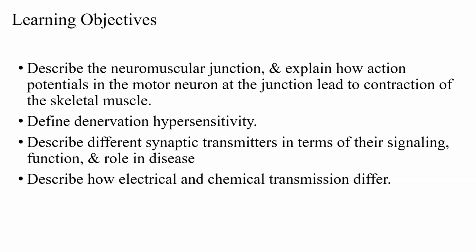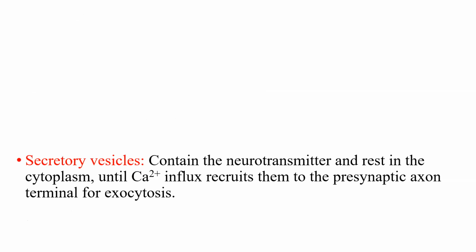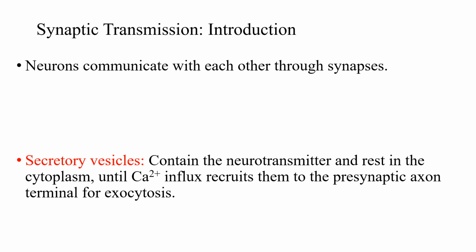Describe electrical and chemical transmission, how they differ, right? And how the specialization of synapse contribute to the synaptic transmission. So what is synaptic transmission? Neurons communicate with each other through synapses, through the junctions between them. So the two neuron junctions are called synapses, right?